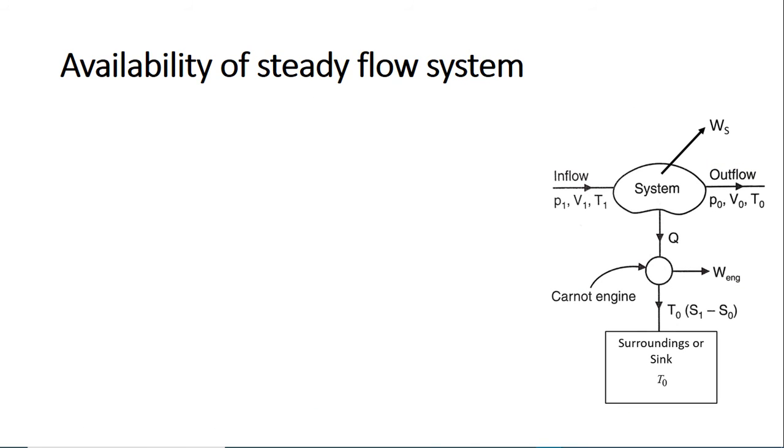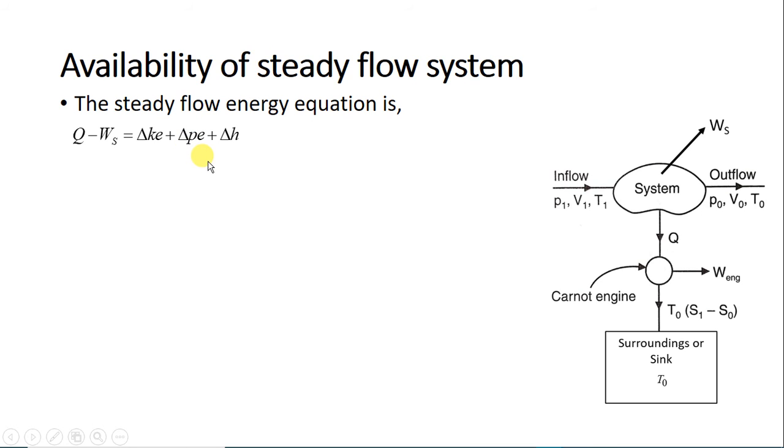Now we will go to the steady flow system, also known as an open system. First understand this diagram. This is a system, and a stream of fluid is flowing inside the system. It has some energy: pressure is P1, volume is V1, and temperature is T1. Then we are getting work Ws, and there is outflow at P0, V0 and T0. So what will be the steady flow energy equation? Q minus W is change in kinetic energy plus change in potential energy plus change in enthalpy.